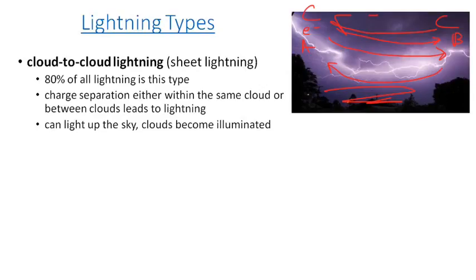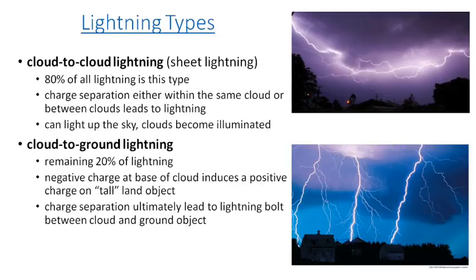Actually, 80% of all lightning is cloud to cloud lightning, and that type of lightning won't get us, right? Cloud to cloud lightning is sometimes called sheet lightning. The other type is cloud to ground lightning, and 20% of lightning is this type.